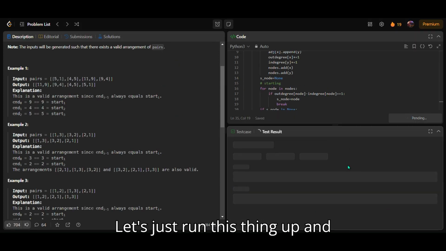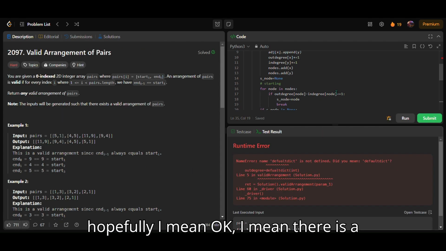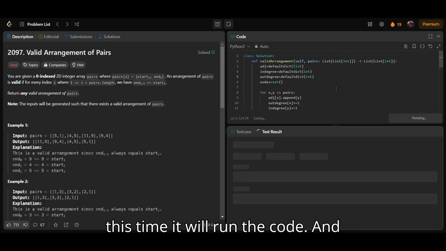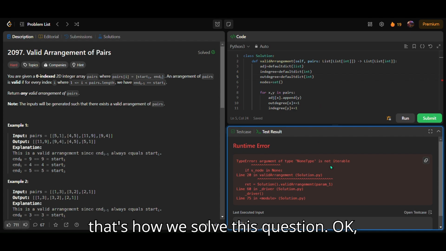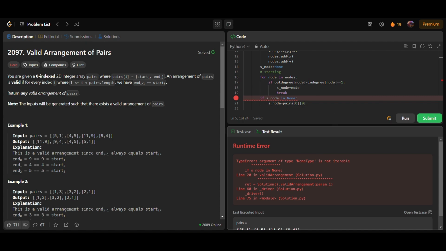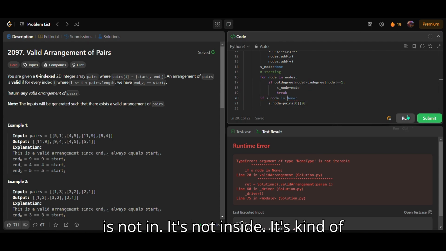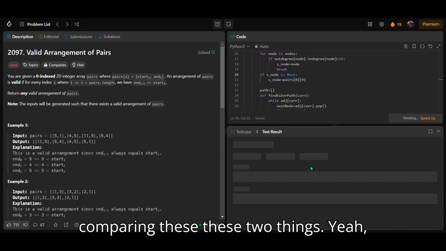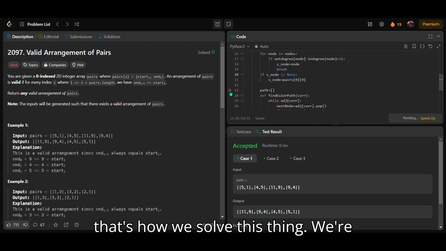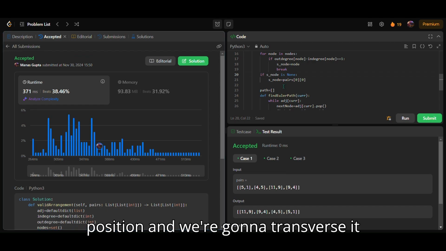Let's just run this thing up, and hopefully, okay, there is a spelling mistake, a little typo in default dictionary. Hopefully this time it will run the code, and that's how we solve this question. Okay, where the hell did we get the error? Let me just check. Okay, I think I called in instead of is. I should have called is, not in. It's comparing these two things. Yeah, that's pretty much it, and that's how we solve this. We're gonna first create the adjacency list, then find the initial position, and traverse it, and that's how we do it.